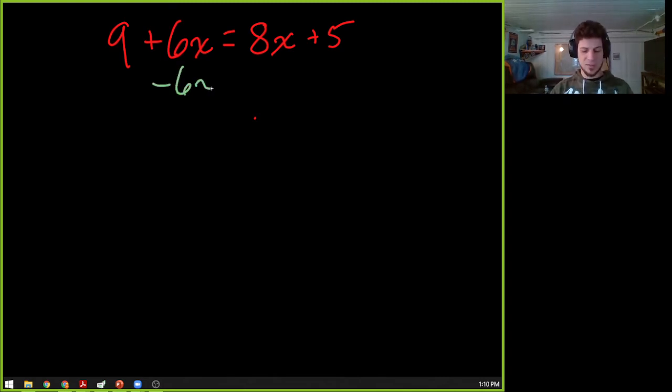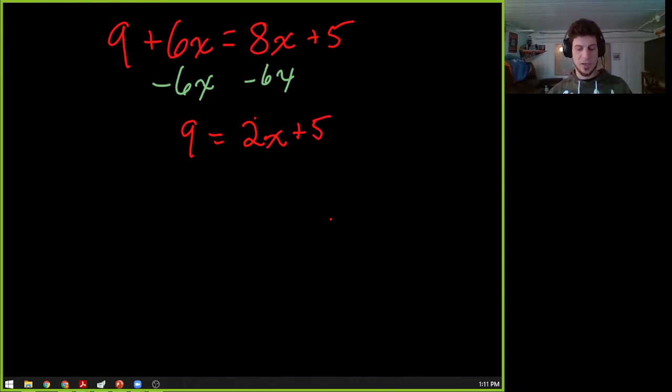So I'm going to take 6x from the left, and I'm going to basically move it over to the right. So what that gets us then is 9 plus 0, so I'll just write 9 equals 8x minus 6x. So now I'm left with 2x, and then that plus 5 is down there as well. The next thing I want to do to get x by itself is, of course, I want to get rid of that plus 5, because it's cramping my x's style.